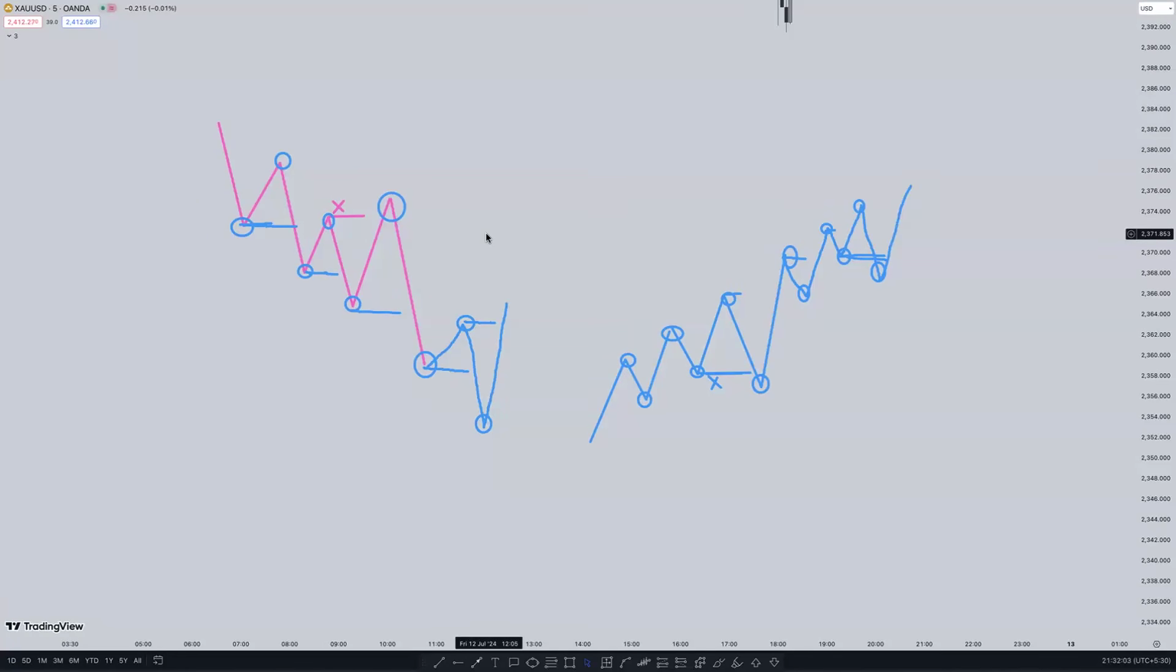I will show you how CHoCH looks, and you will understand it better while we are marking a POI and lower time frame execution. At that point, you can understand more clearly. I will also show you on chart, then you can get a better idea about it.